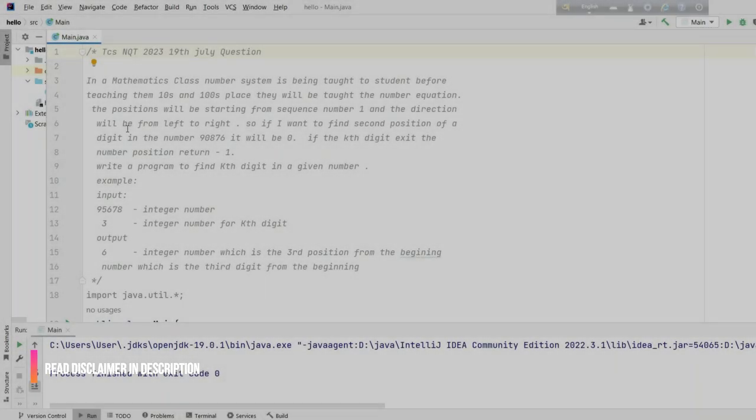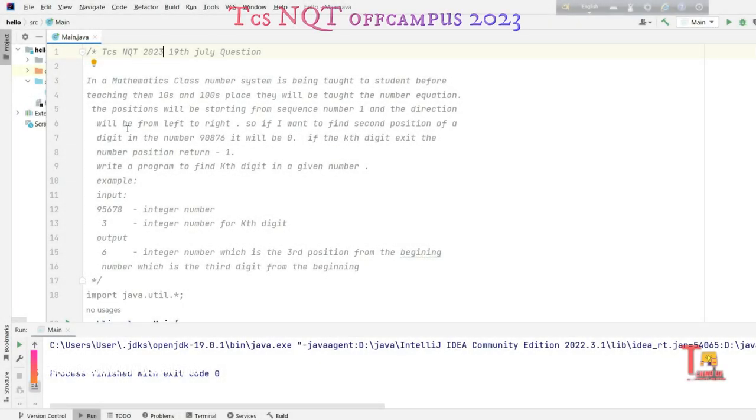Hello friends, I hope all of you have registered for the TCS NQT 2023 drive, or you are thinking of registering for TCS NQT 2024. But for both of you, this question is very important, as it was asked in the TCS NQT 2023 drive, 19th July session.